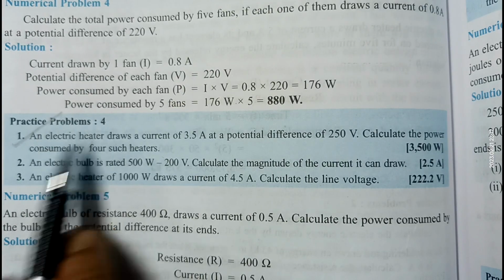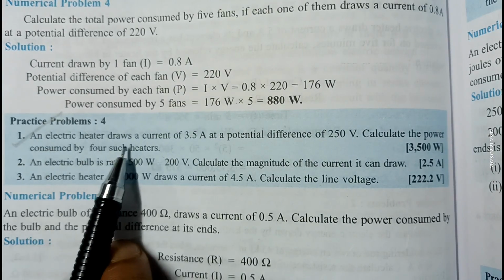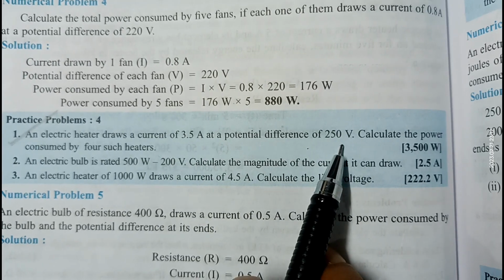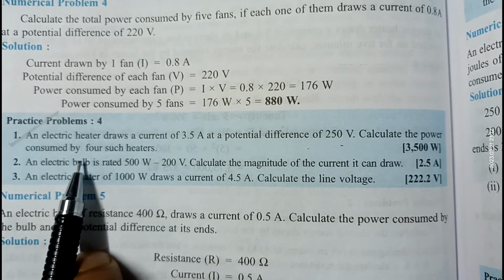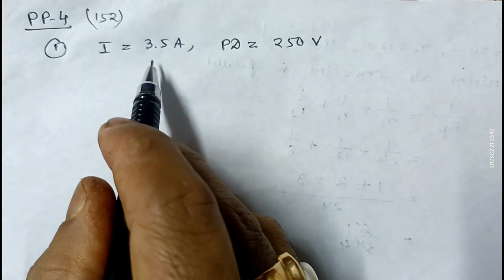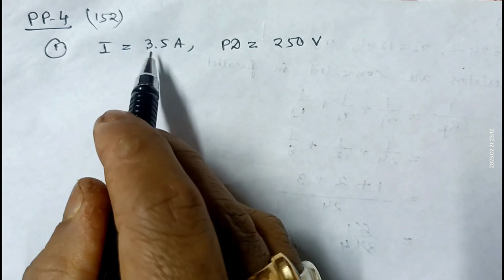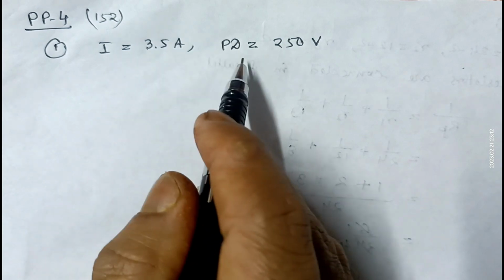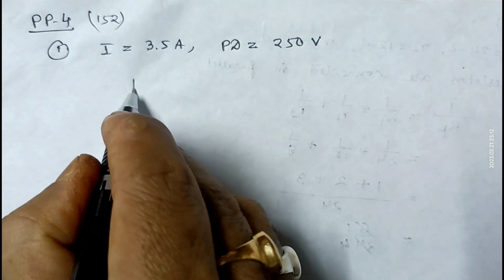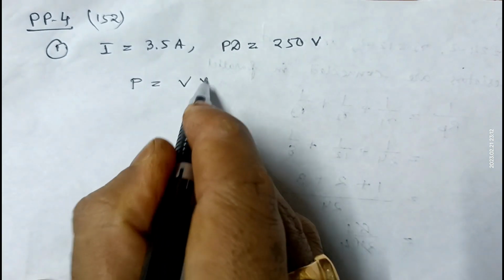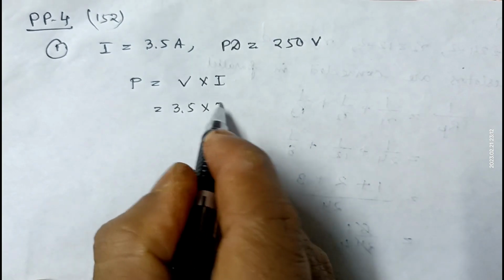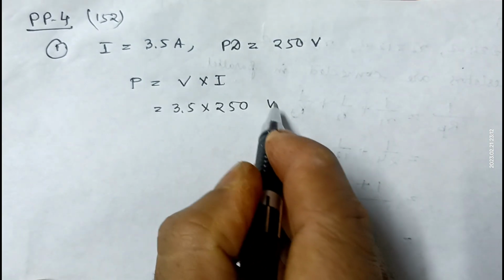In practice problem 4, the question is: an electric heater draws a current of 3.5 ampere at a potential difference of 250 volt. Calculate the power consumed by 4 such heaters. In case of the electric heater, it is given that current is 3.5 ampere and potential difference is 250 volt. So power consumed by one heater, power we know is V into I. So it will be 3.5 into 250 watt.